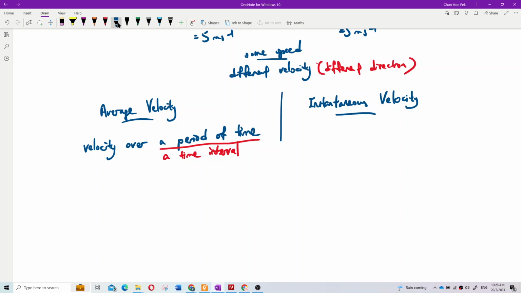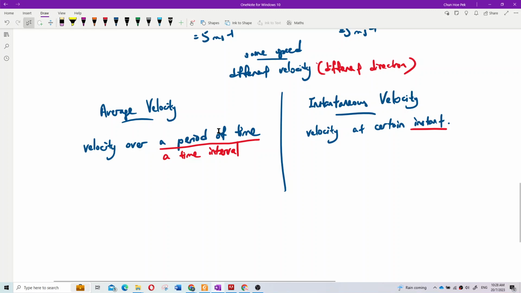But instantaneous velocity is velocity at a certain instant. At a certain point of time. Okay, maksudnya begini. Certain instant, certain point of time. Maksudnya begini.